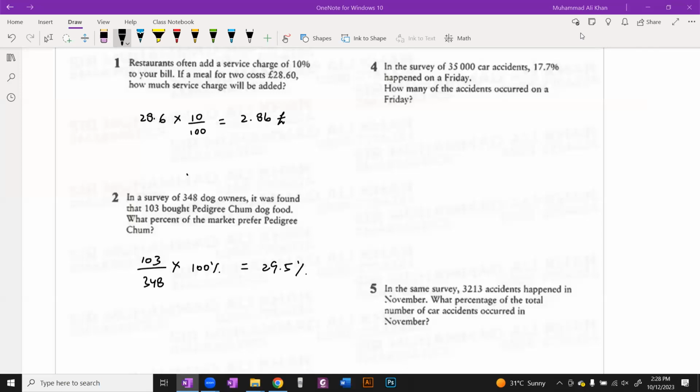Of 35,000 car accidents, 17.7% happened on Friday. So how many accidents occurred on Friday? So 3,500,000 multiplied by 17.7 divided by 100. What is the answer? 6195. 6195 accidents occurred on Friday.